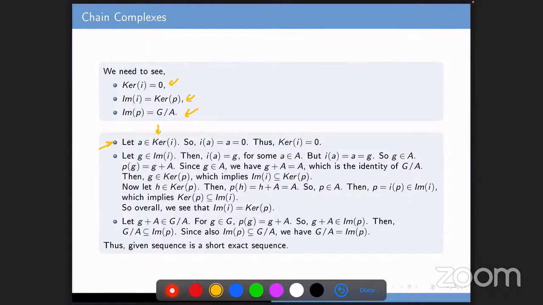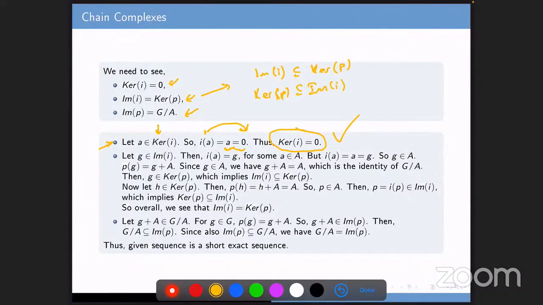If we pick this element from the kernel of I, then I(a) should be equal to the 0 of the next group, right? But I(a) is also equal to a. So a has to be equal to 0. Thus, the kernel consists of just the 0 element. Okay, this is checked. And next, when we are trying to show the equality of two sets, we show that image I is contained in kernel P, and if also kernel P is contained in image I, we can say that these sets are equal, right? So this is what I am trying to do here.